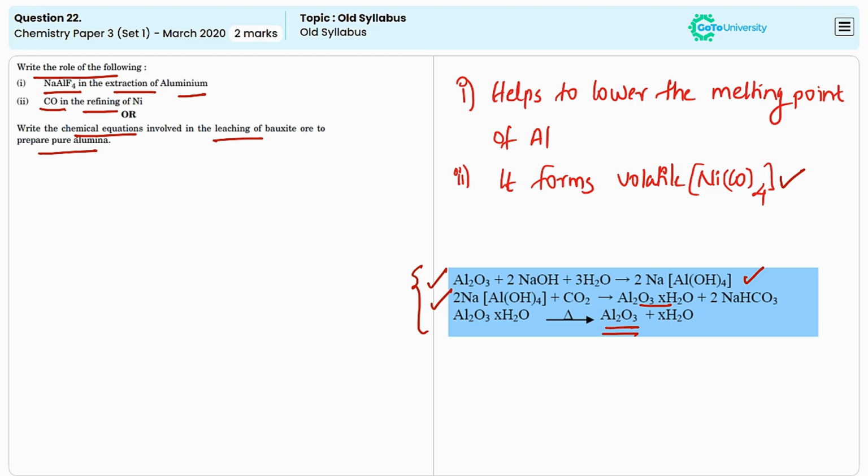So for these whole equations, you will get 2 marks. In the first question, for explaining the role of both of them, you will get 1 mark for each.